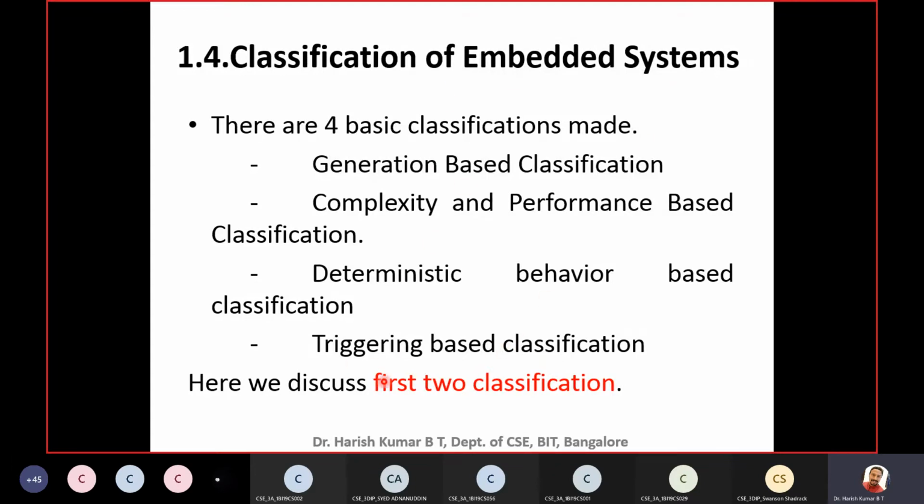Our focus will be on the first two. We discuss generation-based classification and complexity and performance based classification, and we don't discuss deterministic behavior-based classification and trigger-based classification. We have a separate module for discussing real-time operating systems, but we're not going to discuss the deterministic behavior-based classification of the embedded system here. We discuss only the first two classifications, that is generation-based and complexity and performance based classification. So I hope the different types of embedded system classification were clear.